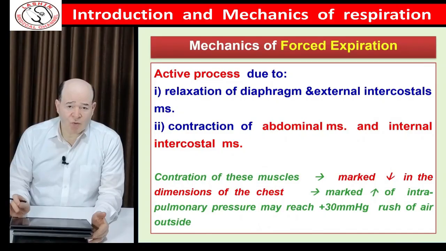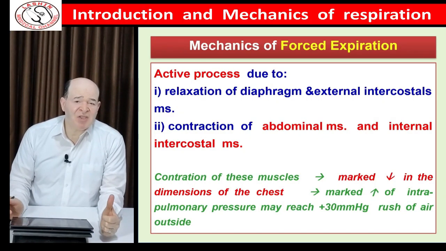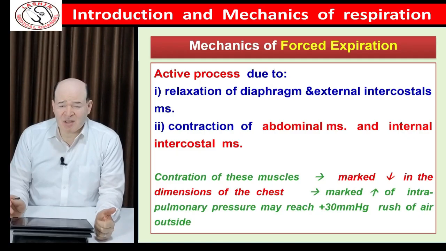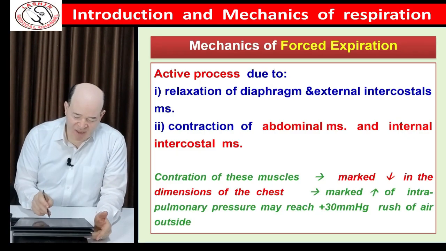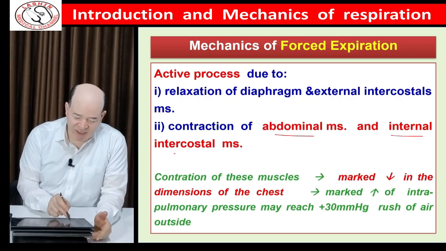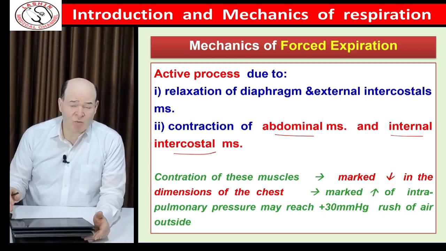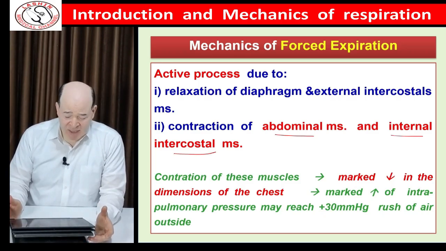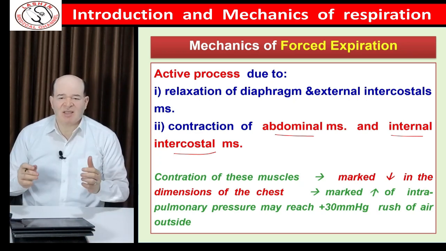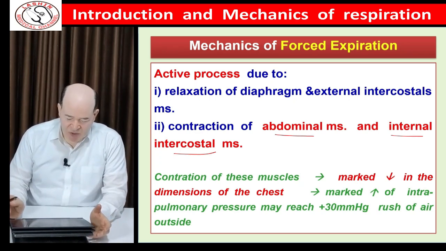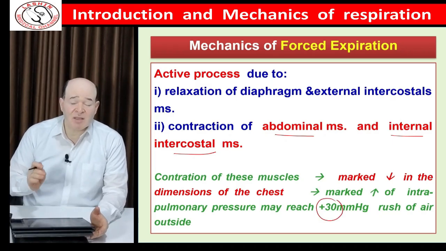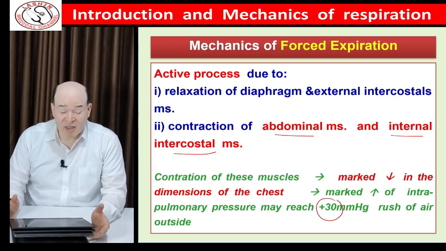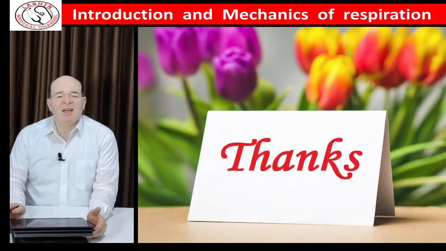During forced expiration, as we said before, normal expiration is passive. However, forced expiration is active. It involves contraction of the abdominal muscles together with the internal intercostal muscles. When these groups of muscle contract strongly, the chest decreases in all dimensions and the pressure inside may increase to about +30 mm mercury. This causes a rush of air outside during forced expiration.